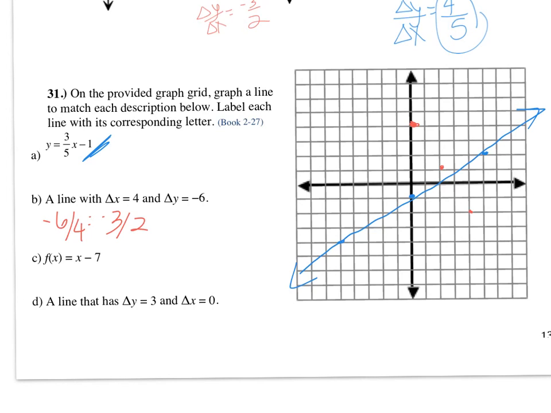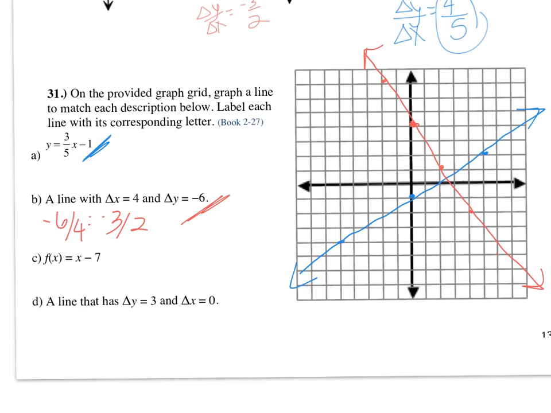And again, you only need 2 points to draw any line. So I'm going to add a couple more. And then I'm going to connect them together as straight as I can. It's the red.